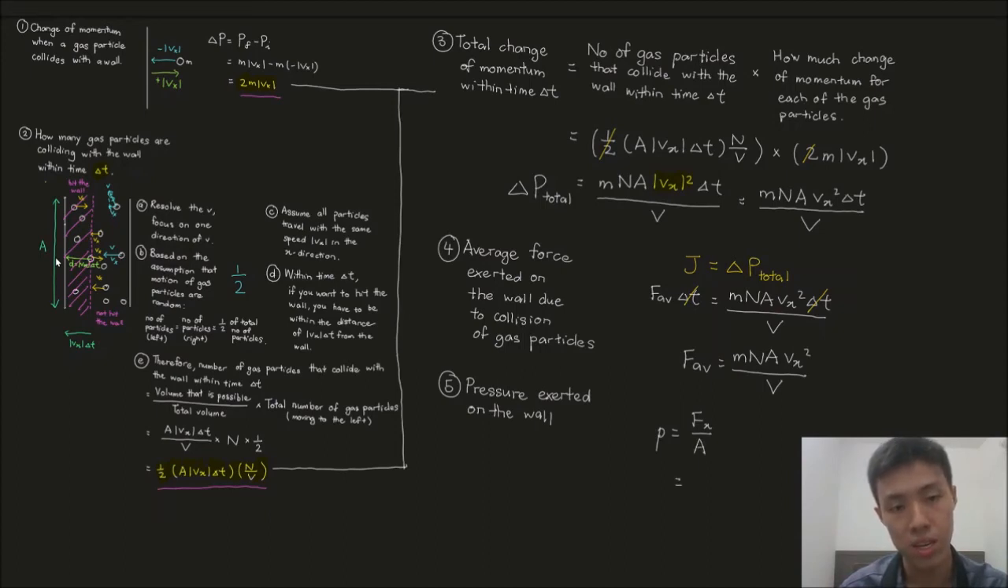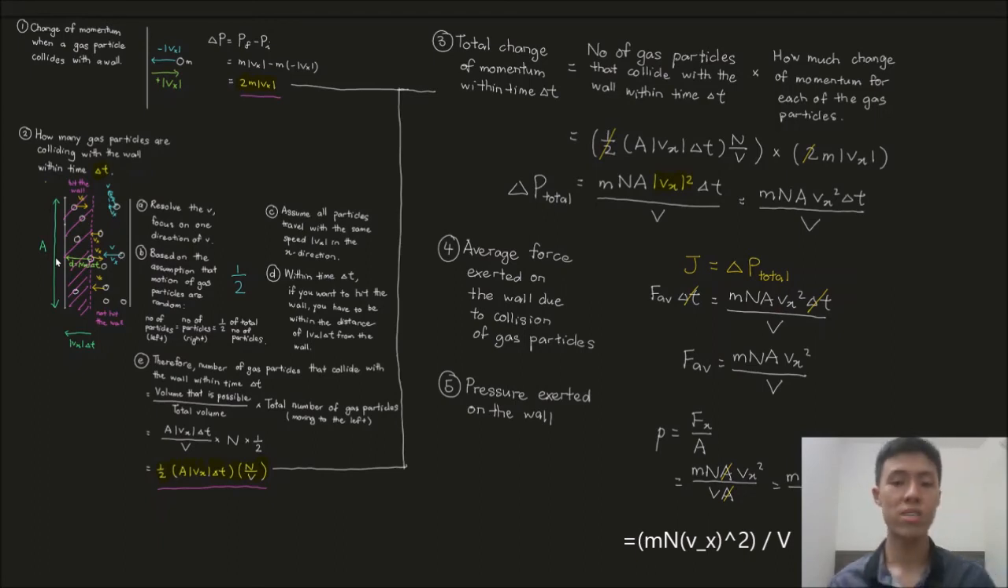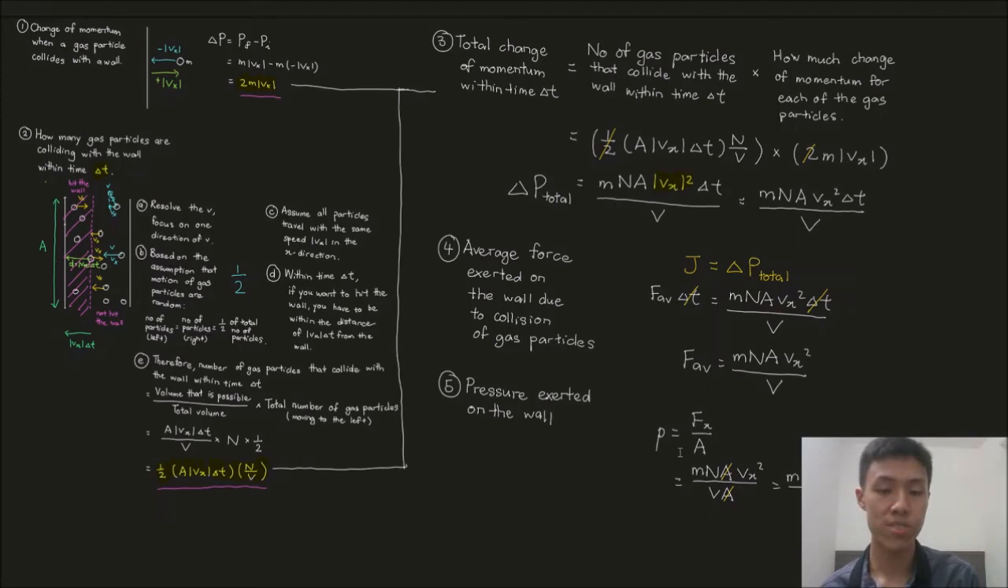So that will be m n A vx squared over V, then divide by A, write A here. So now something can conveniently be crossed out. So you end up with your equation being p equals m n vx squared over the volume of the container. So that's a really long derivation, but we have ended up with something.